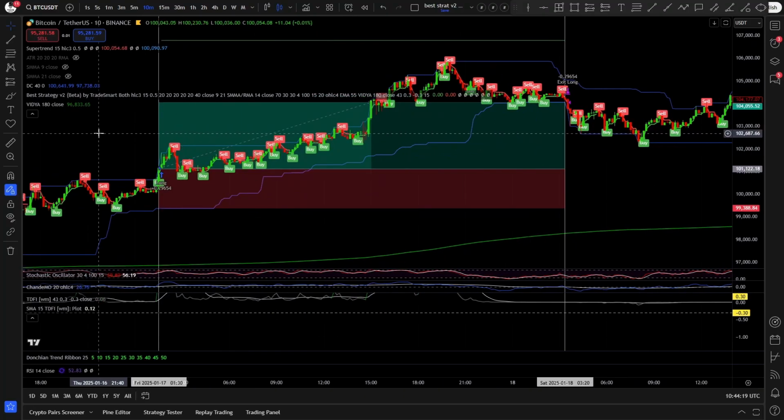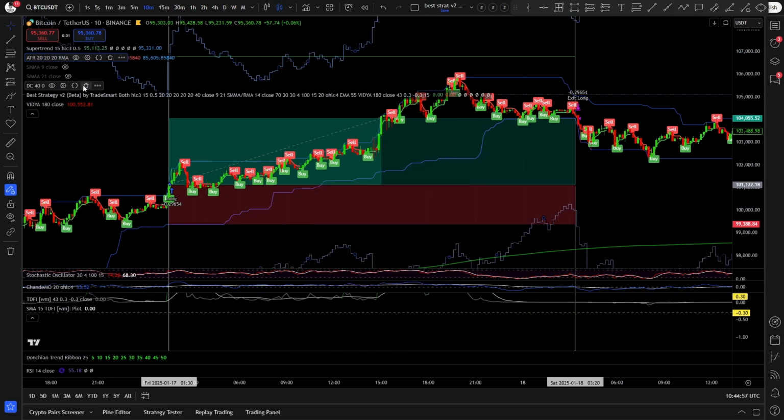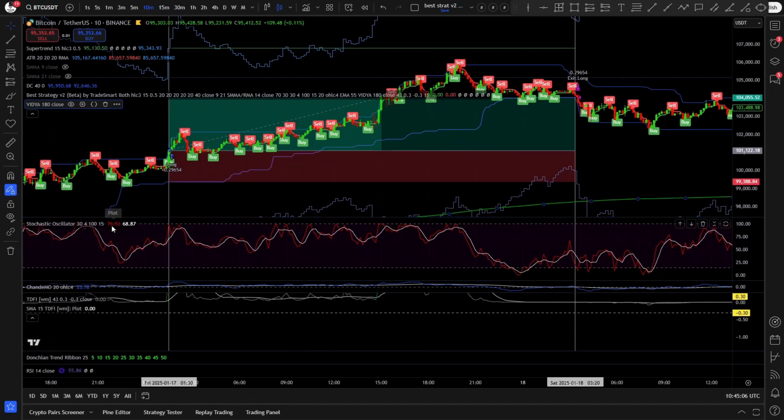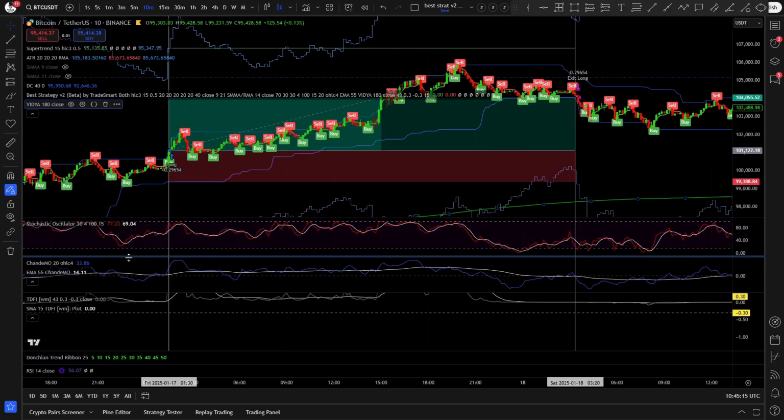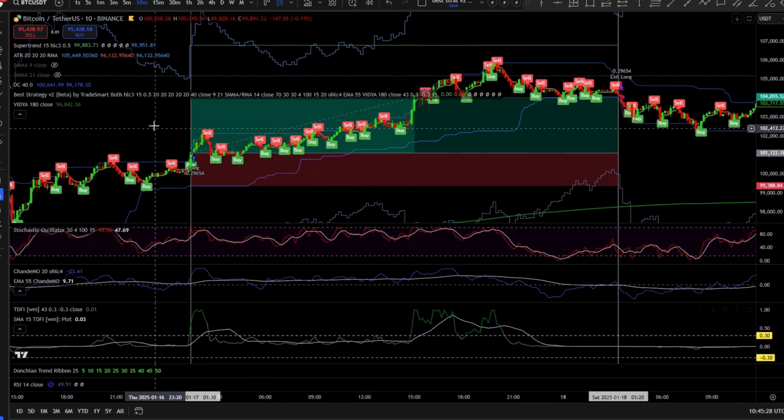Now I have already added those indicators to the chart. If you don't know how to add them, just watch the previous part of this video, where I explained where you can find all of the indicators needed for this script. Here we have the Supertrend, here is the ATR, the Donchian trailing stop loss, the Vidya as our baseline. Here we have the stochastic oscillator as our primary momentum filter, the Chande Momentum as the secondary momentum filter, and the TDFI as the last filter.